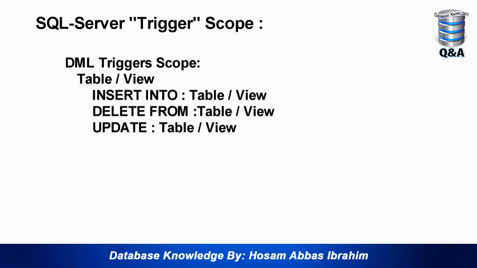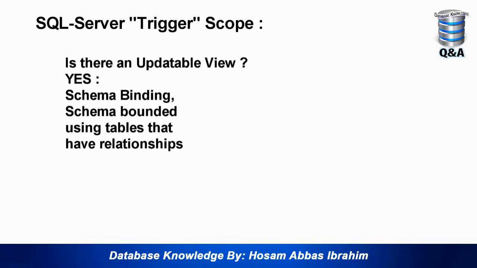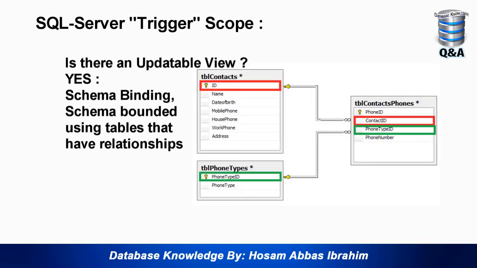The scope of DML triggers is a table or a view. That means they are only created under a table or a view. Somebody asks me, is there an updatable view? Yes, there is. We can create an updatable view to insert or delete or update data only in one condition. The tables in this view must be schema bound, meaning they have a relationship between them with foreign key and primary key, as we explained before.